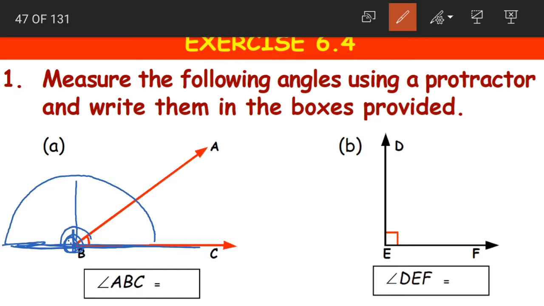Now again, what is the next step? We have to decide on which scale to use. Here the base arm, that is our ray BC, is pointing to 0 degrees on the inner scale. So we have to use our inner scale children. Let us assume that here it is 60 degrees. No, not 60, it won't be 60. Yes, it would be around 40 degrees, suppose 40 degrees. So on the inner scale, the reading is 40. So the measure of this angle ABC becomes 40 degrees.